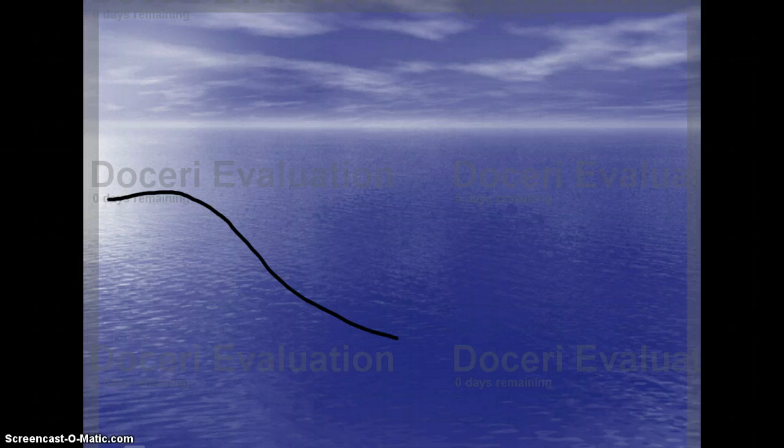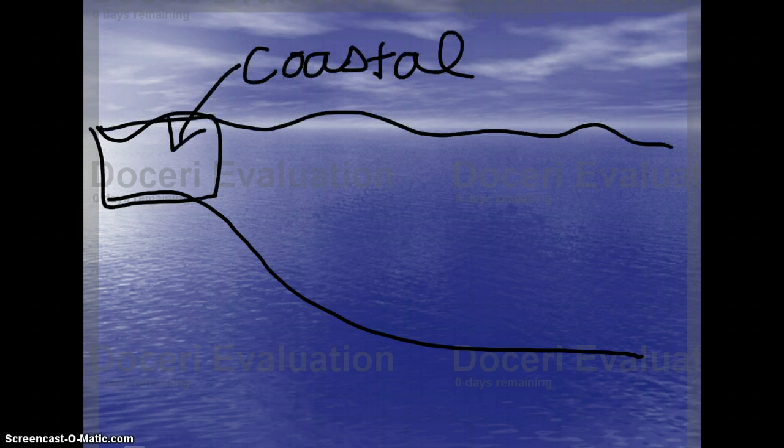Okay, and then here is the water level. This part right here, that is the coastal ocean. Okay, that's what we just talked about this last cycle. That is over the continental shelf, and it has relatively shallow water, and it's close to land, and there's lots and lots of life that occurs here in the coastal ocean. However, this cycle we are talking about this area out here, okay, and this is called the open ocean.